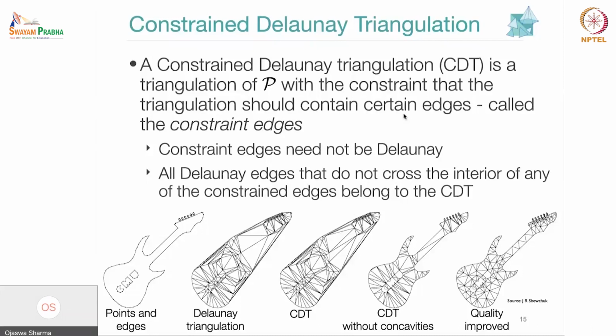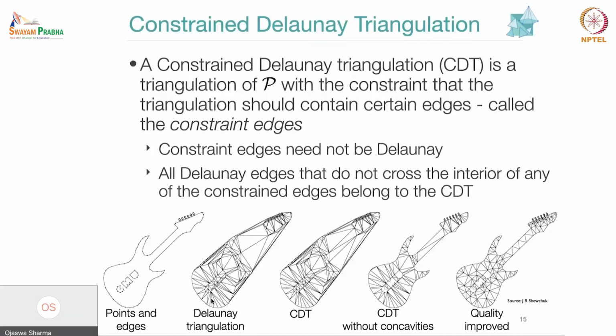So let's take a look at this example where you have these points and edges as input, the guitar on the left-hand side, and the points are used to construct a Delaunay triangulation. The second one is a Delaunay triangulation. So notice that the edges of the guitar in the input are ignored. We do not impose any constraint. So for example, you can see that the handle is not present here, and that's my usual Delaunay triangulation, and all the triangles satisfy the Delaunay criterion.